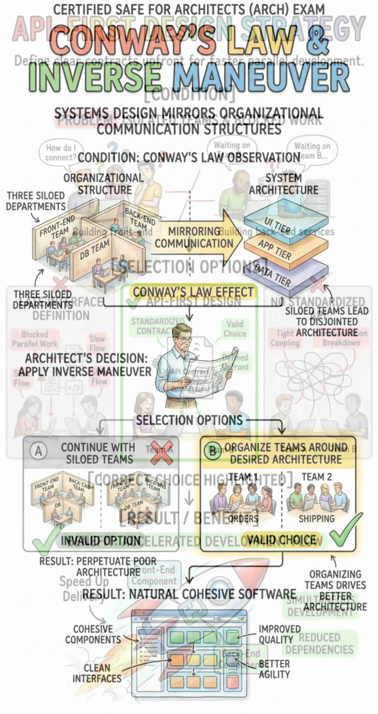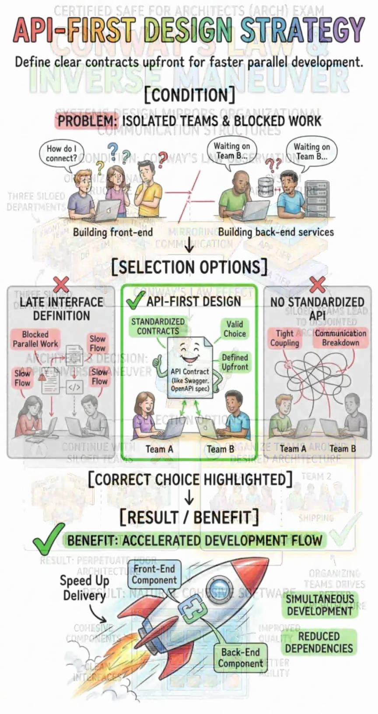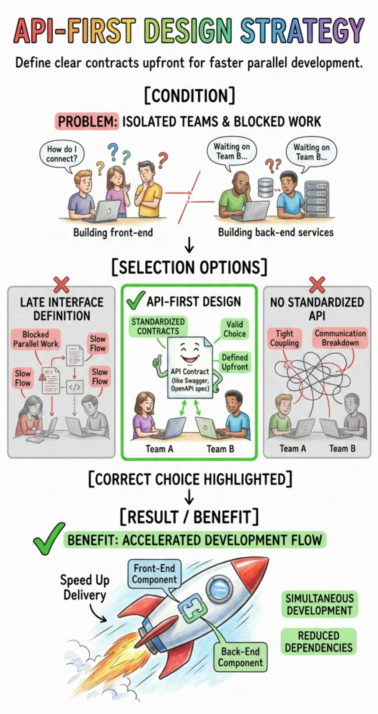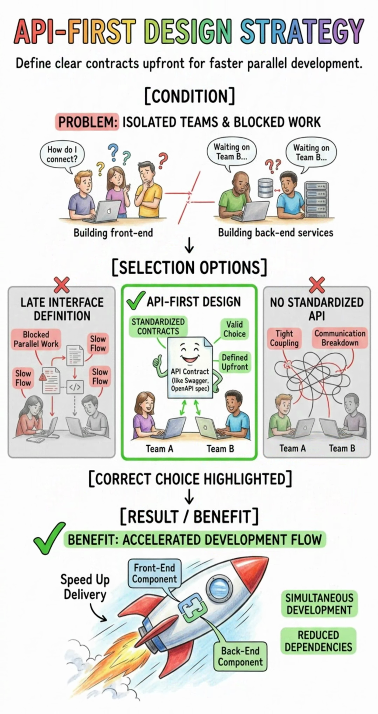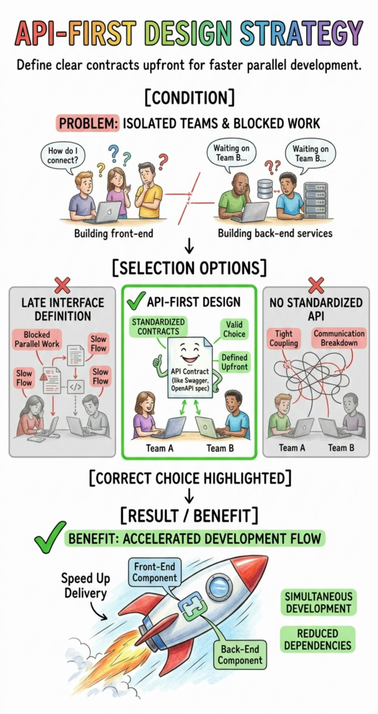To ensure these different teams can communicate effectively, you should advocate for an API-first design strategy. Application programming interfaces act as clear, standardized contracts between different parts of the system. By defining these interfaces up front, independent teams can work on their respective components simultaneously without constantly stepping on each other's toes, vastly accelerating the flow of development.